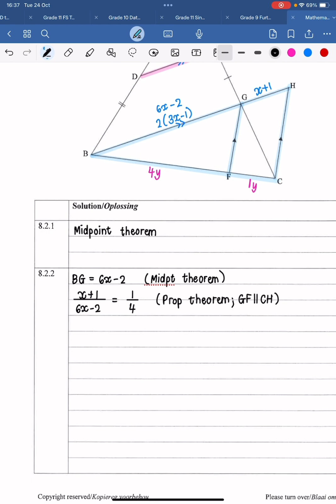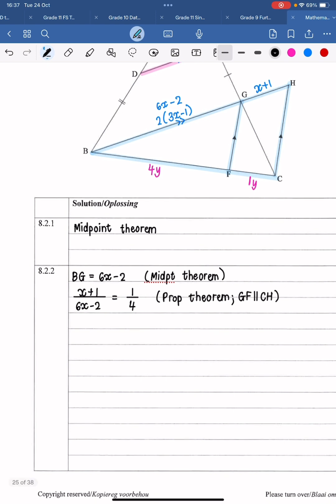I need to solve for x. I have an equation with fractions here. I'm going to multiply this side by 6x minus 2, and I'm going to multiply the other side by 4. So I'm going to end up with this. Sorry, my hand went a bit shaky there. 4 times x plus 1 is equal to 1 times 6x minus 2.